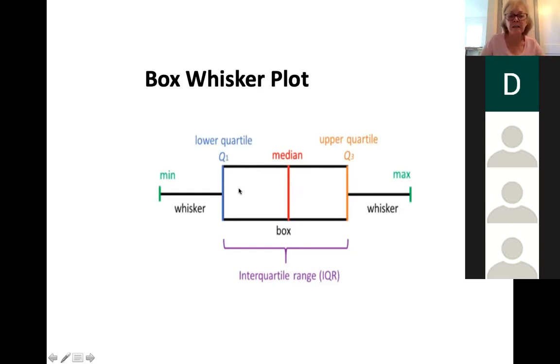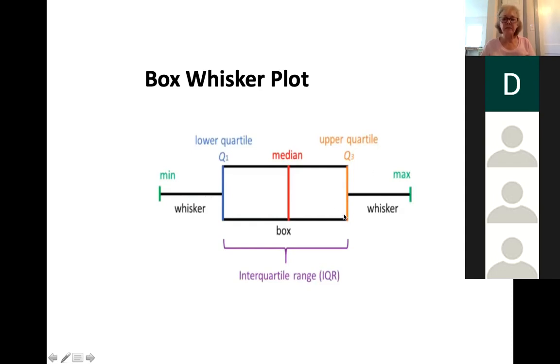How do you make the box connected to the minimum and the maximum? By a whisker. You start at Q1 and you go out to the minimum, and that's the lower whisker. You start at Q3, you go up to the maximum, and that's the upper whisker. So there you have your box.